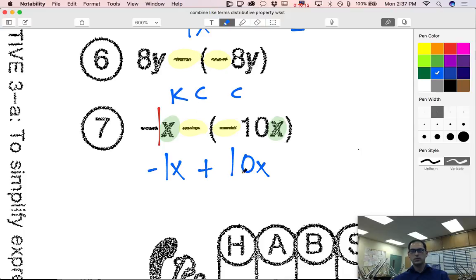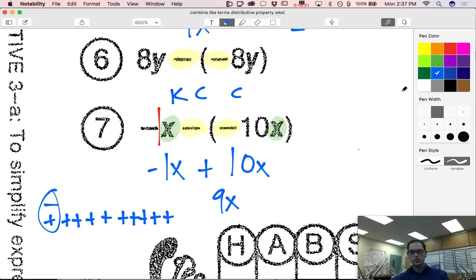Now for the numbers, negative 1 plus 10, you do those first. So you have negative 1 plus 10, 1, 2, 3, 4, 5, 6, 7, 8, 9, 10. 1, 0 pair, that's gone. How many are left? 9. What are we talking about? X. Notice that we do not change the variables. It started with X, those were like terms, end with X.